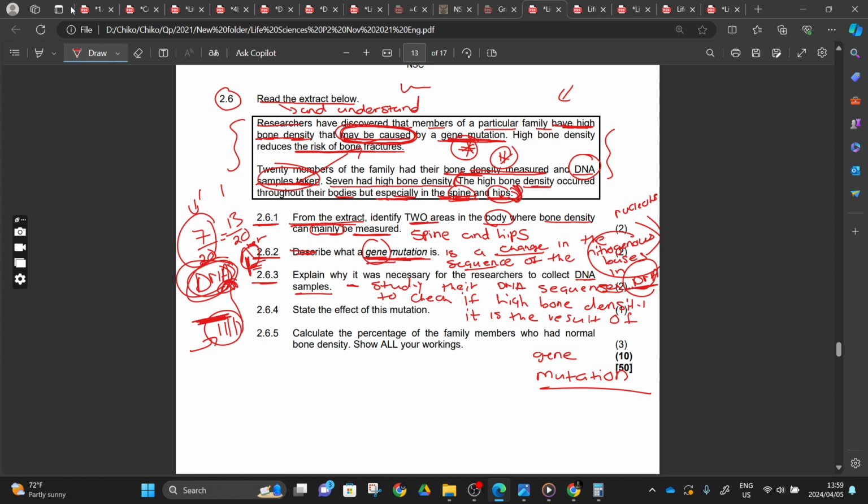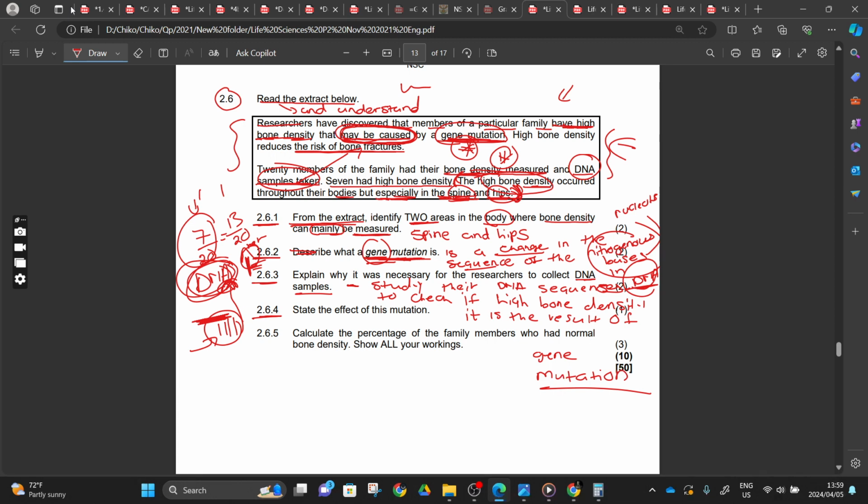You understand? To study their DNA to see. It's 2 marks. If you can say this, to study their DNA sequence, they're taking it to study it, right? To conclude whether a gene mutation is one that is causing high bone density. So you see how we interpret this instruction, right? The answer that you are giving here has to correspond with what you were told here.